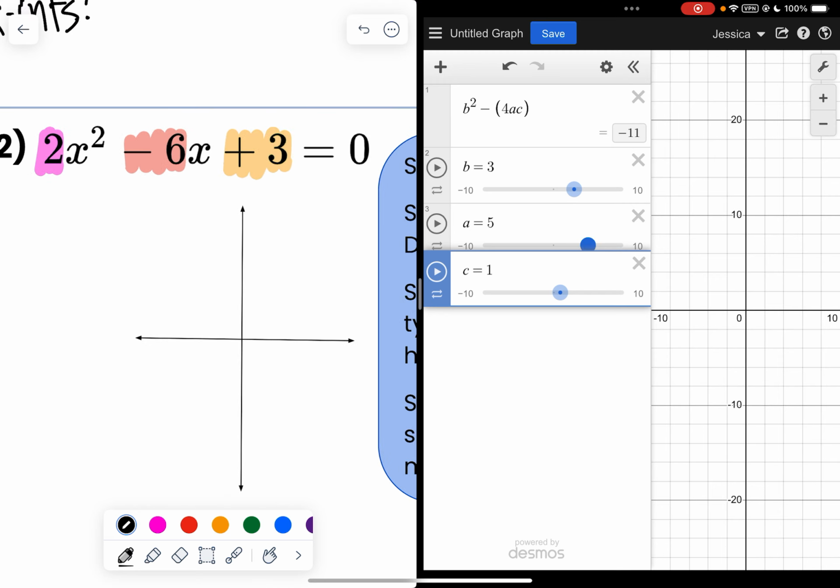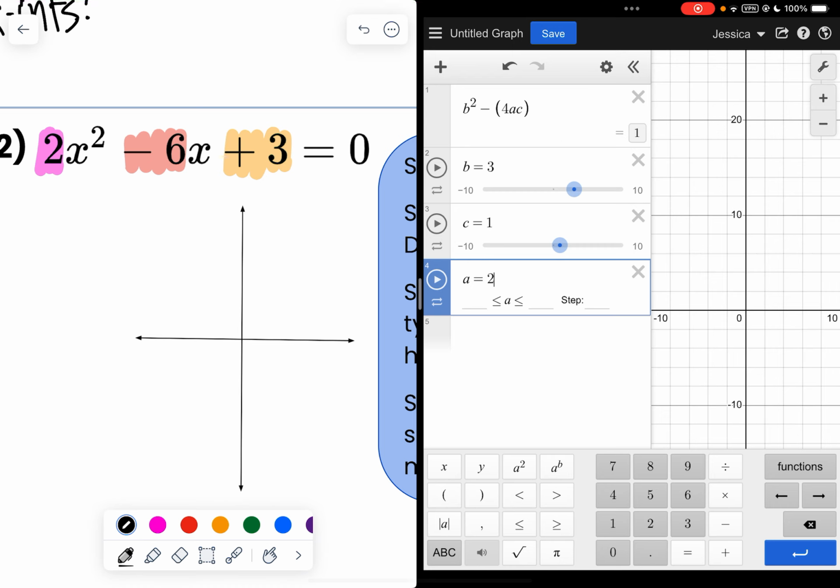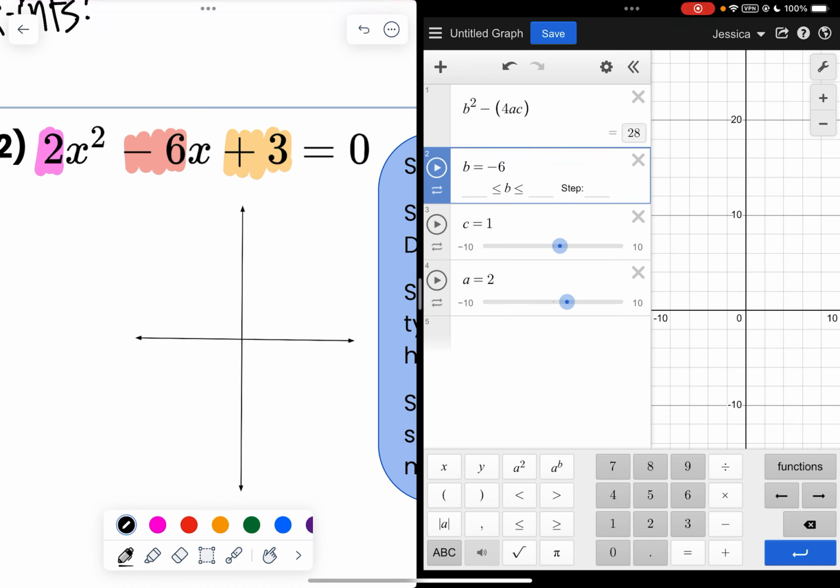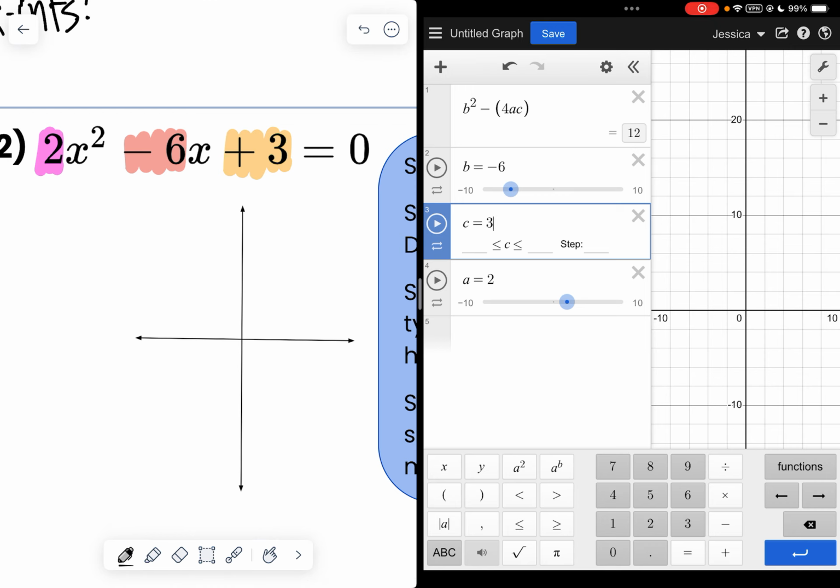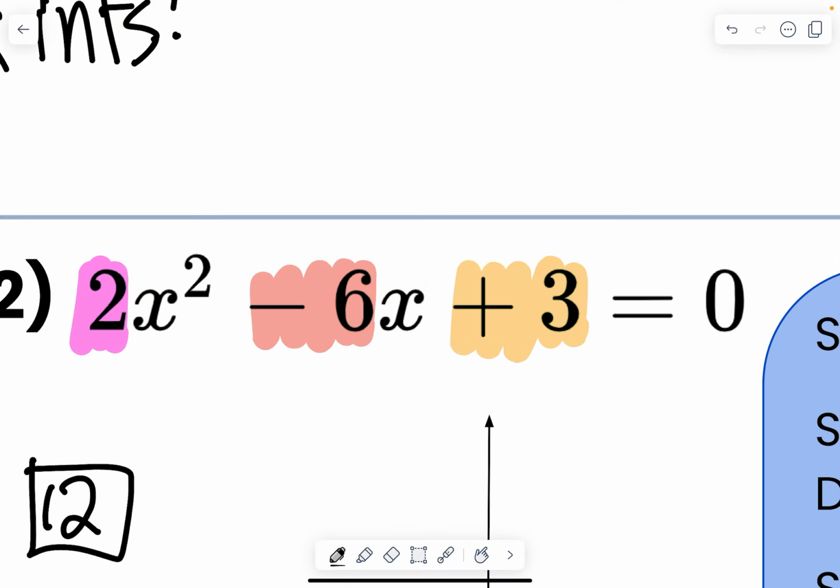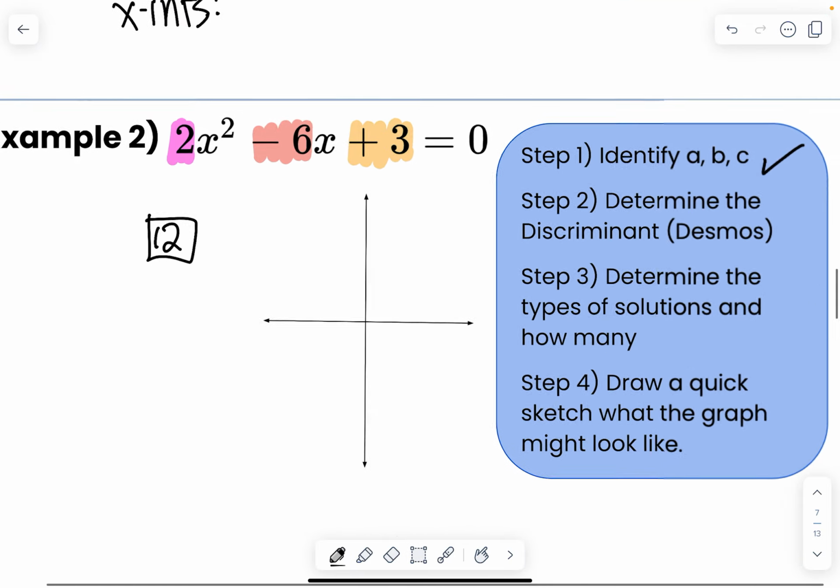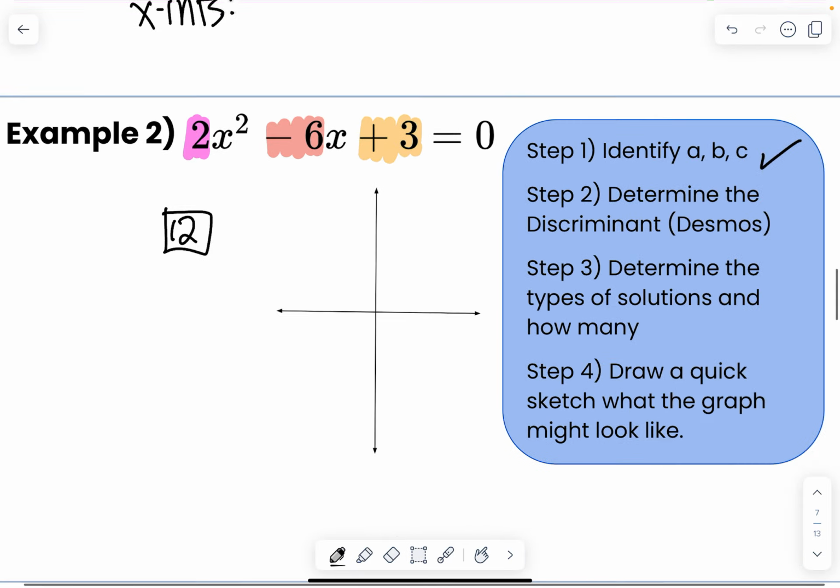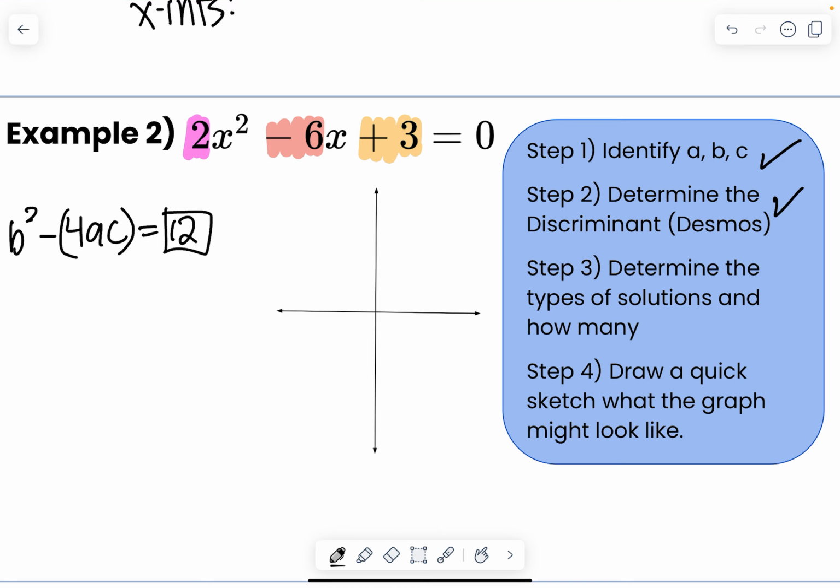So we can change A to being, whoops, see how this got all weird? You can use the slider, but that's kind of frustrating personally. I'm just going to make A is 2, B is -6, C is +3. Boom. I found already that my discriminant is equal to 12. Okay, so now I got to figure out, all right, I found my discriminant, b squared minus 4ac is 12, right? That's 12, so that means this right here is positive.